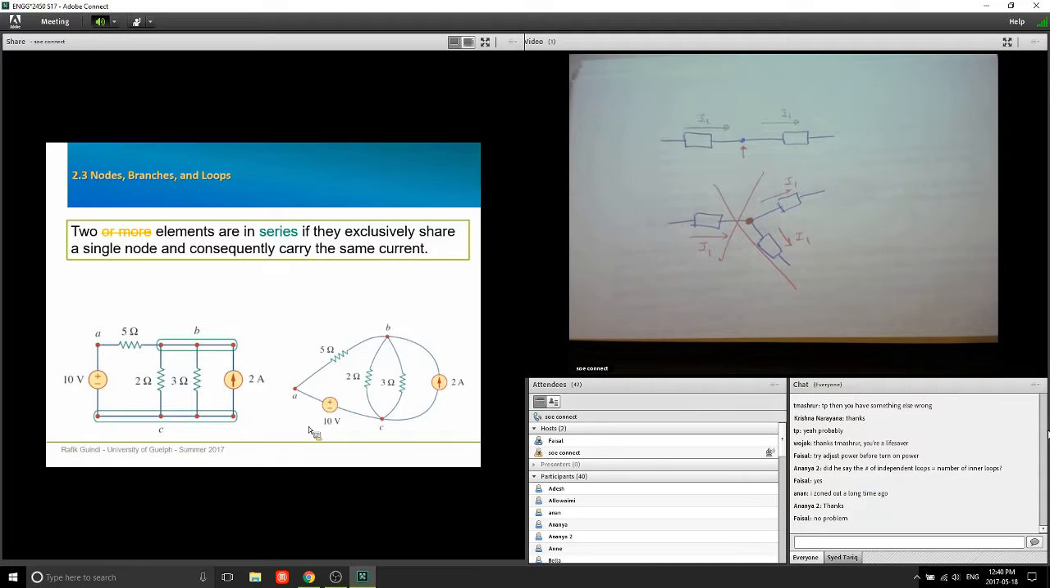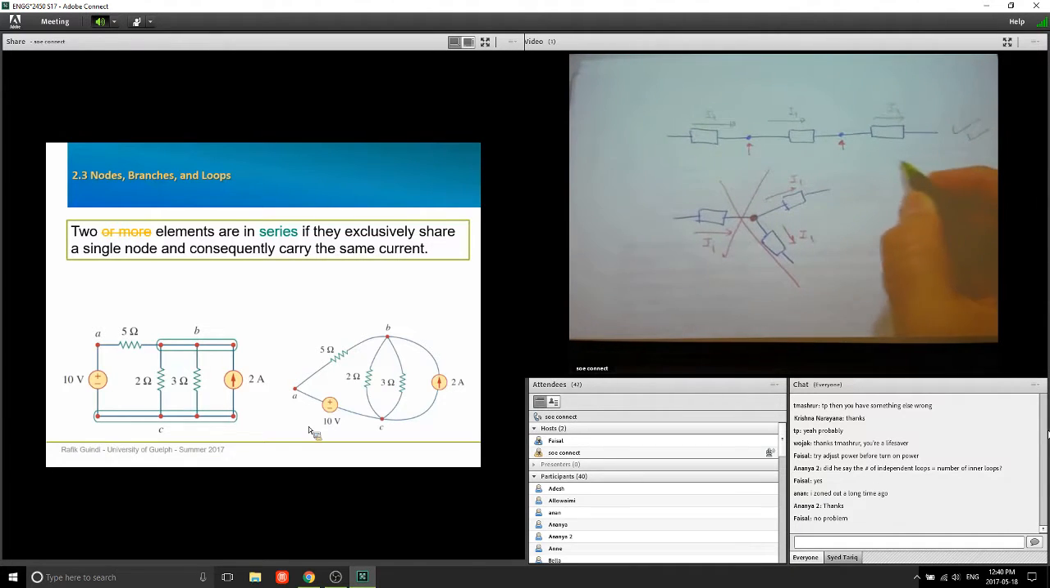Now, when we have more than 2 elements in series, it would look like this. These 3 are in series, but the sharing of nodes happens exclusively only between every 2. So these 2 share exclusively this node, and the second and the third one share exclusively another node. And the current I1 is going to be the same as here. It's going to be the same as here. Yes, this is in series. So these are elements in series.